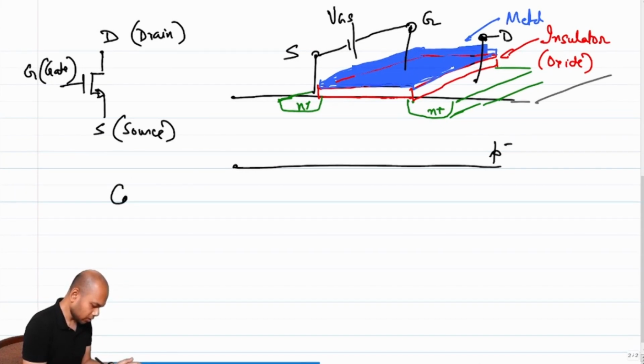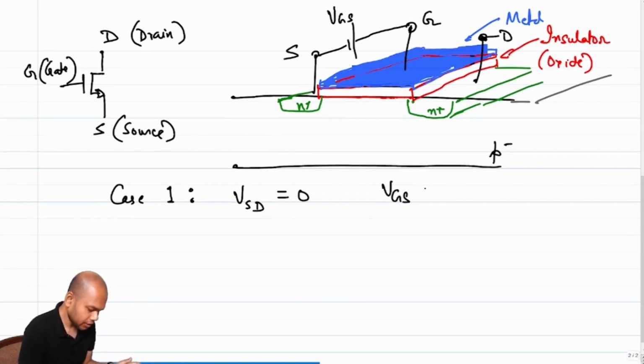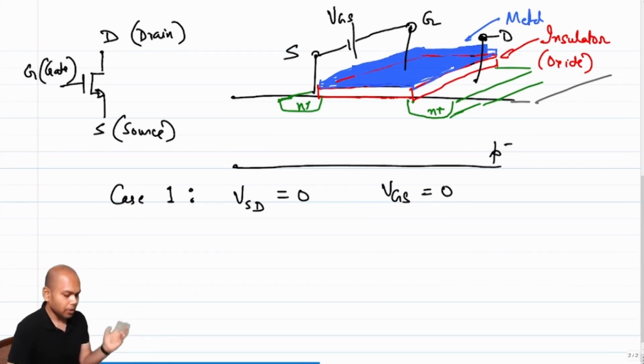So case 1: VSD is equal to 0, that is, the source and the drain are shorted together, and VGS is also equal to 0, so even the gate and the source are shorted together. What do you think will happen? Will there be any current anywhere? Of course, there will be no current. We haven't applied any voltage. It's a device, so if we haven't applied any voltage, we should not get any current.